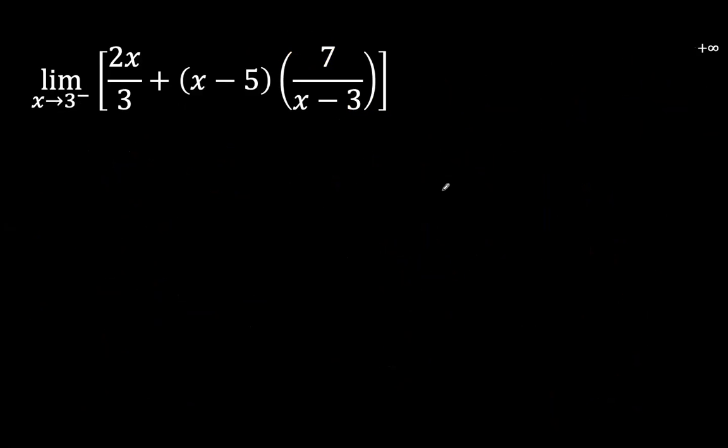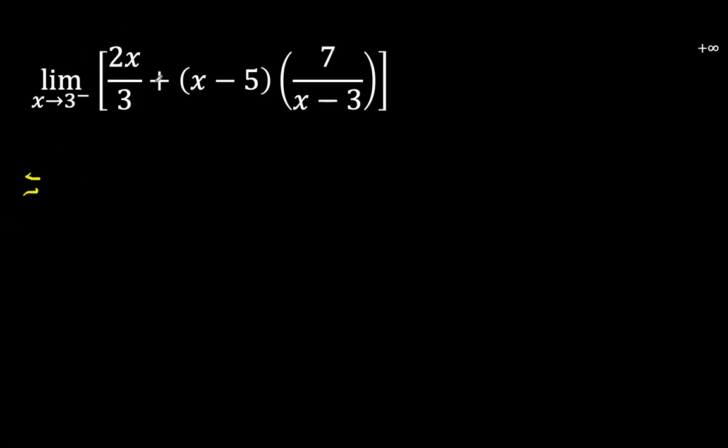Okay, so let's deal with, I think this is the second to the last problem. The limit of 2x over 3 plus x minus 5 times 7 over x minus 3 as x approaches 3 from the left. So let's try using the property of limit.